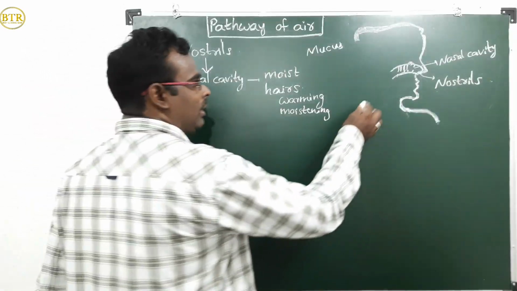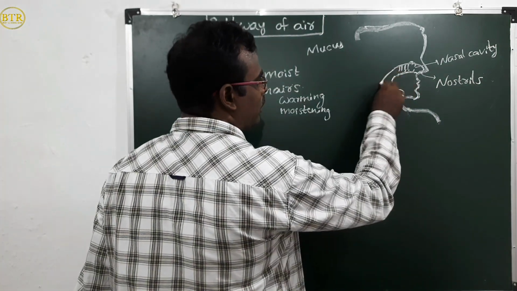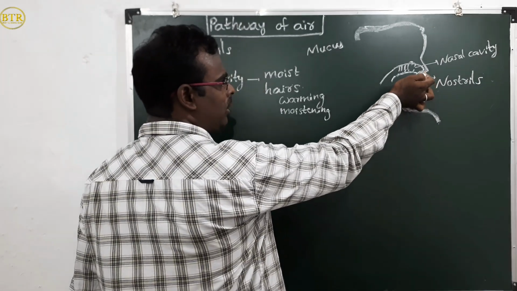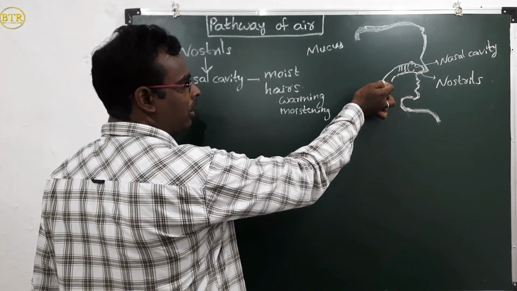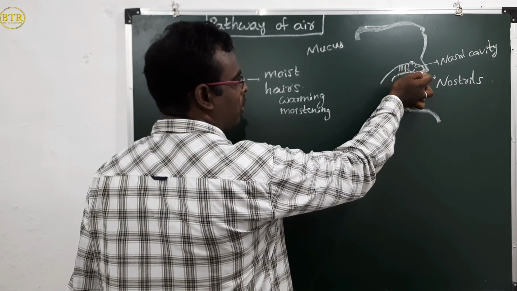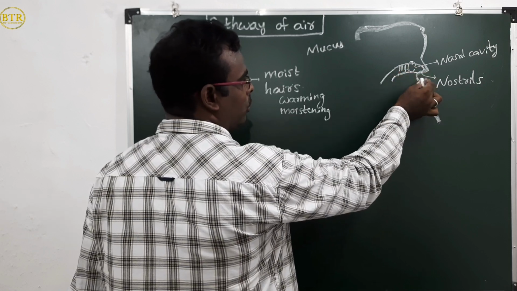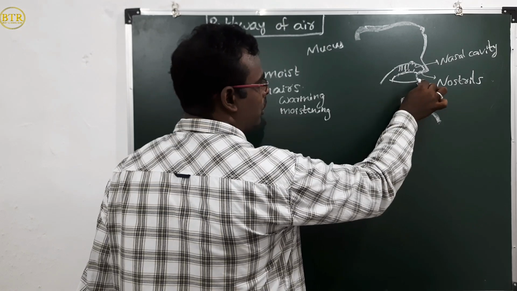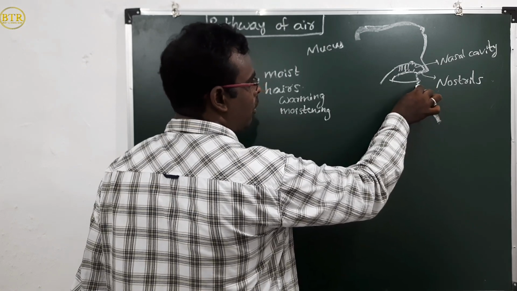Next, the nasal cavity opens into the next place. See here, this is how we take air into our body. Air enters the nasal cavity through the nostrils. Through the mouth we take food.